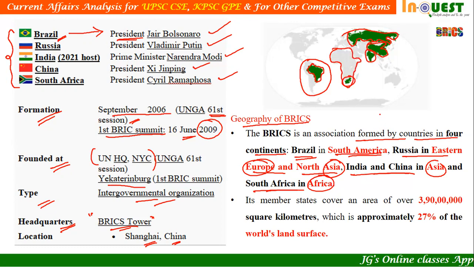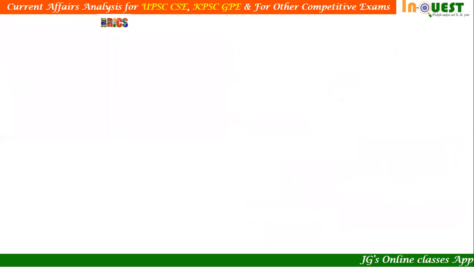So these 5 nations cover 4 continents of the world, and its member states cover an area of over 3 crore 90 lakh square kilometers, which is approximately 27% of the world's land surface. So just 5 countries are covering around 3 crore 90 lakh square kilometers of land. So that is approximately 27% of the world's land surface.